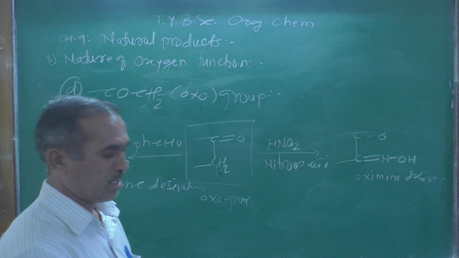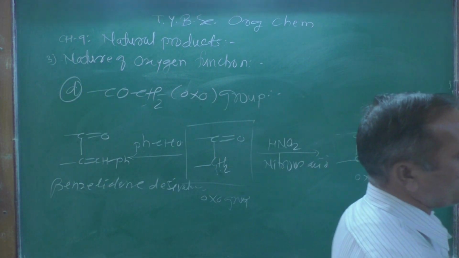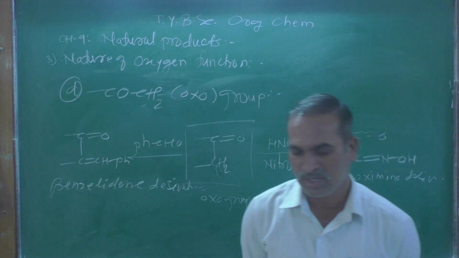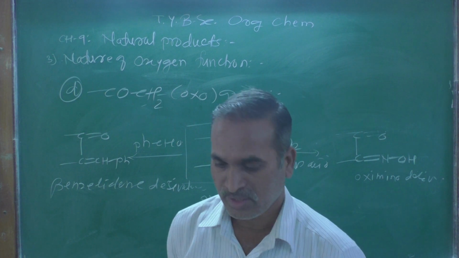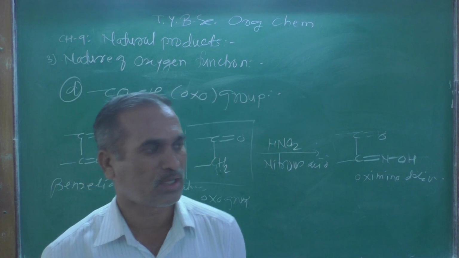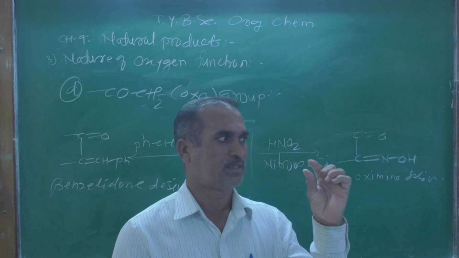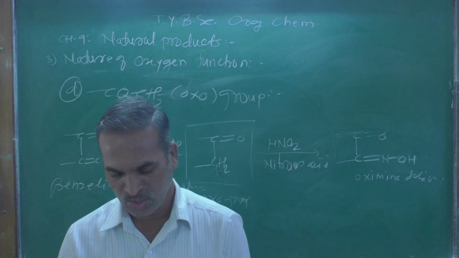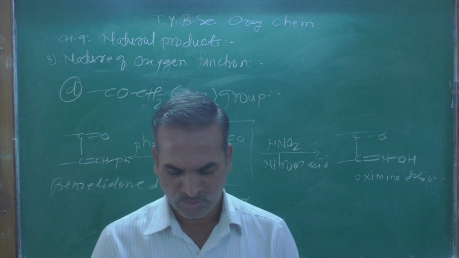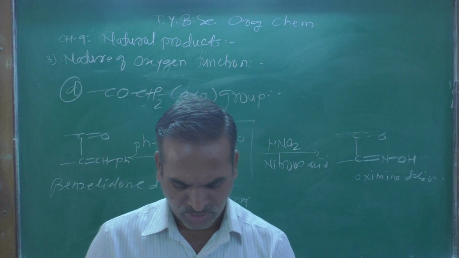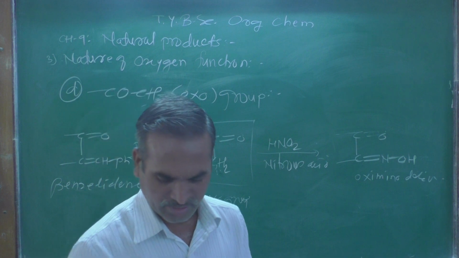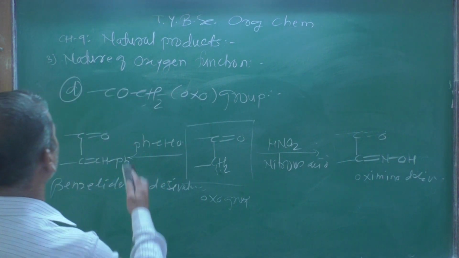Benzylidene derivative, and from when these two derivatives are formed, that clearly indicates the presence of an oxo group in an alkaloid. And now the next one we are going to see is the acetyl group.